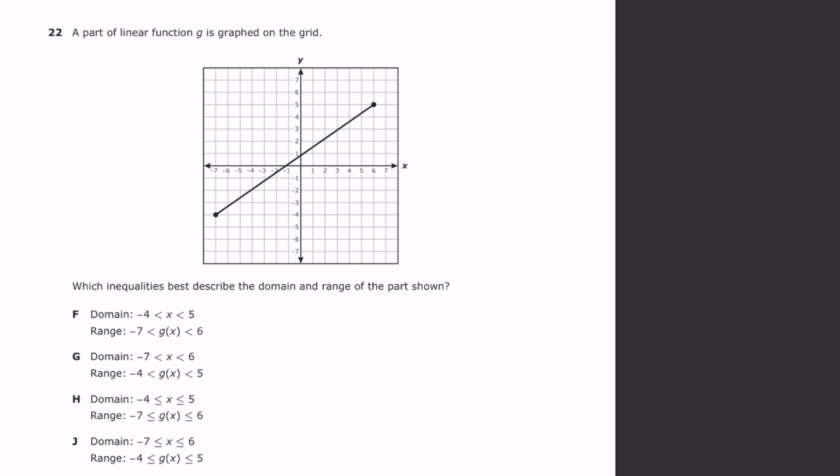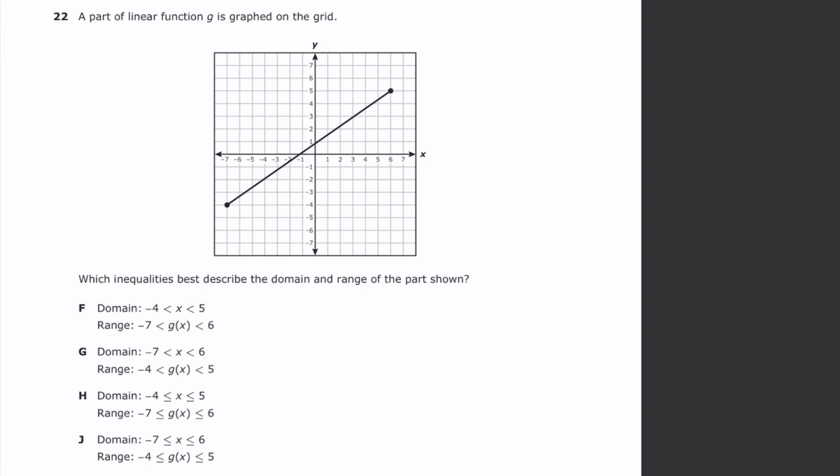A part of linear function g is graphed on the grid. So which inequalities best describe the domain and range of the part shown? So now here, what is the domain and range? Instead we first can write down what are the values here. This is a dot over here and this is a dot over here. So what is this part? We can write it down, -7 and -4 this is, and this part is 6, 5. So what is the range and what is the domain?